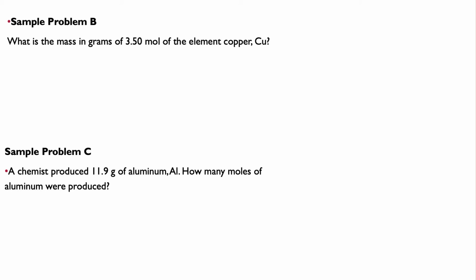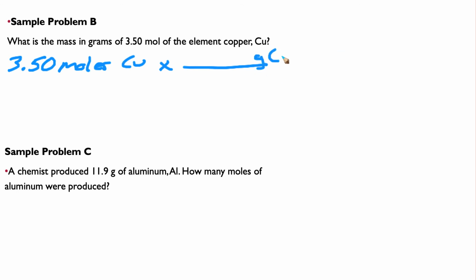So the first one says, what is the mass in grams of 3.50 moles of the element copper? When you're doing a mole to gram problem, unless they tell you otherwise, your mass is most likely going to be in grams. So we're going to start with what they give us in the problem, 3.50 moles of Cu. Now we want to get to grams, so the gram unit will be on top, and we want to get rid of moles, so moles will be on the bottom, moles of Cu.